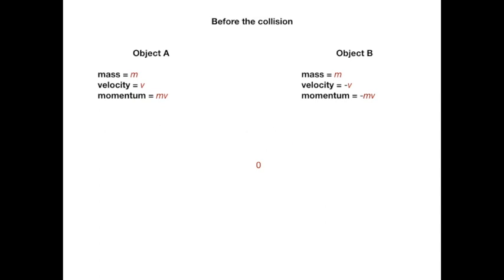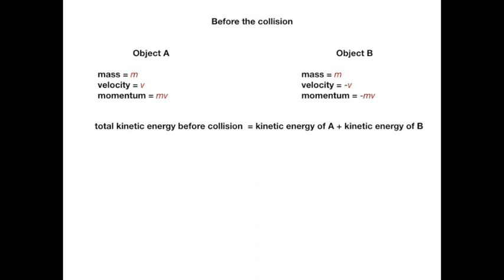The total kinetic energy will be the sum of the kinetic energy of A and B, which is half mv square plus half mv square, equal to mv square.